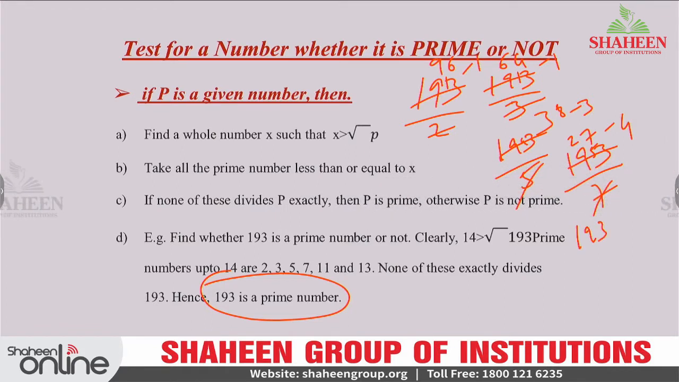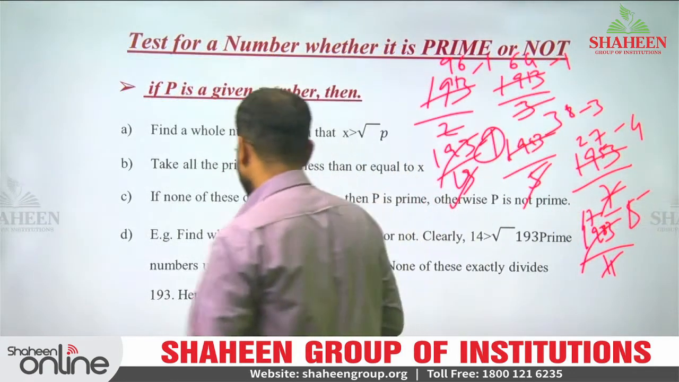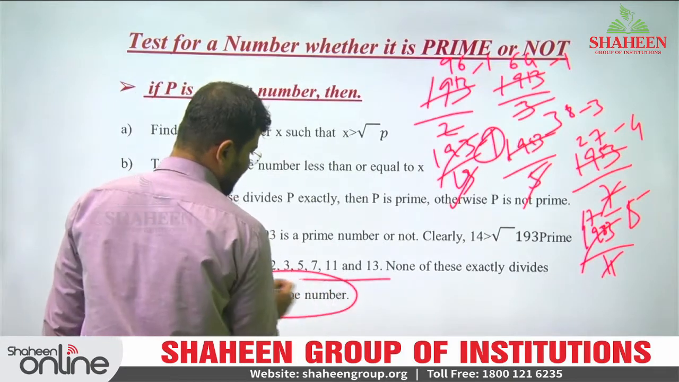Okay, 193 divided by 11. 11 ones are again 8, 83. 11 sevens are again there is a remainder, 3, 4, 5. There are 5 remainders. Again, when it comes to 13, okay, 193 divided by 13, you do it again, there will be some remainder. So the entire 193 is not divisible by any other number less than 14.